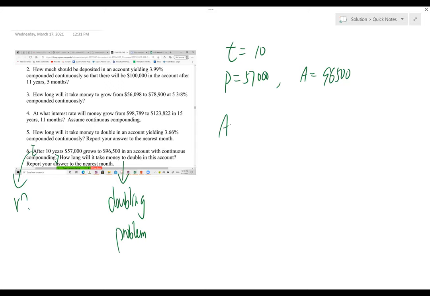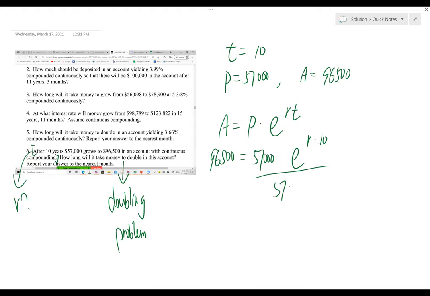So here we go, ending balance equals principal times e to the rt. You just have to throw in both numbers: 96,500 equals 57,000 times e to the r times t, where we're solving for r, and time t we know is 10. First of all, we're dividing 57,000 from both sides of the equation. So we cancel that coefficient 57,000, drop both zeros, and we become 965 over 570. So e to the 10r equals 965 over 570. And again, we're taking the ln of both sides of the equation.